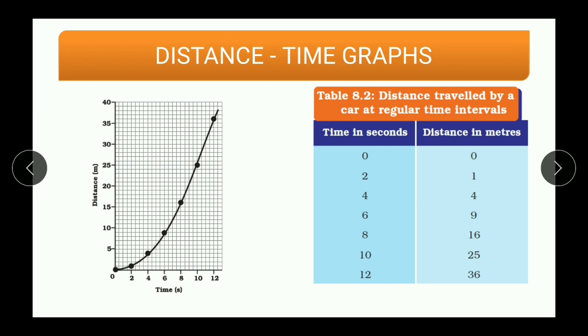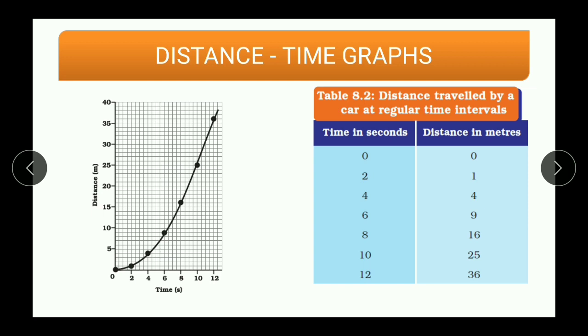So here there is a graph. On y-axis there is distance and on x-axis there is time. You will notice that we had seen a graph of distance against time in earlier case also, but there it was a straight line. Here it is a curved line.